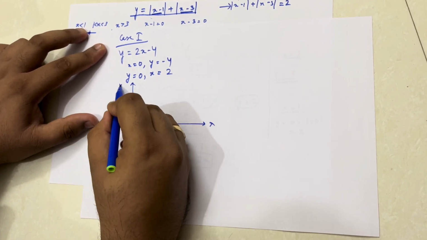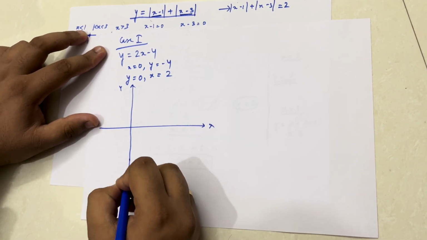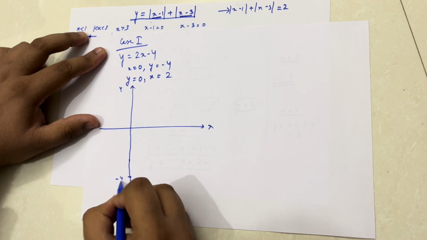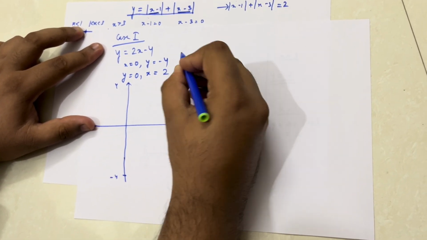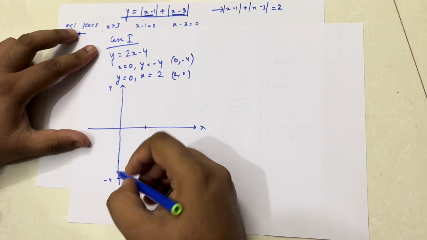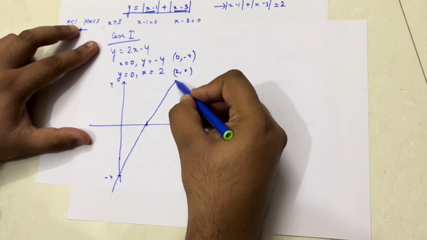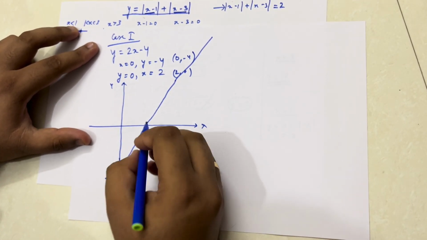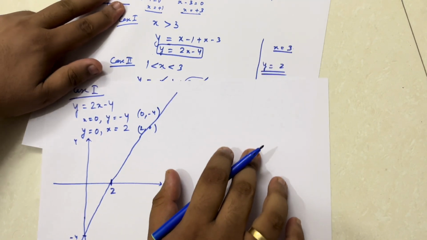X axis, y axis. One point is 0 comma minus 4, which will somewhere be here. And another point is 2 comma 0. This is 2 comma 0 and this is 0 comma minus 4. So this graph becomes like this and goes on like this. This point is 2. Very clear.